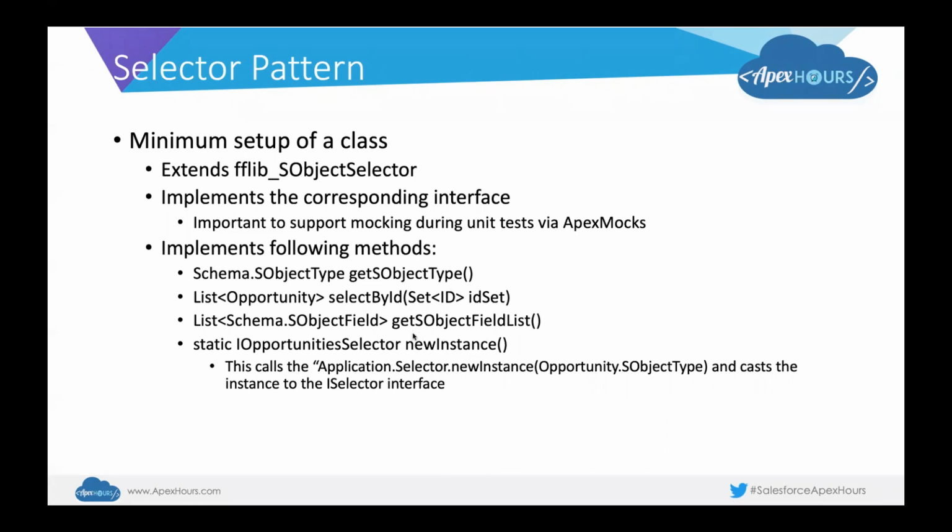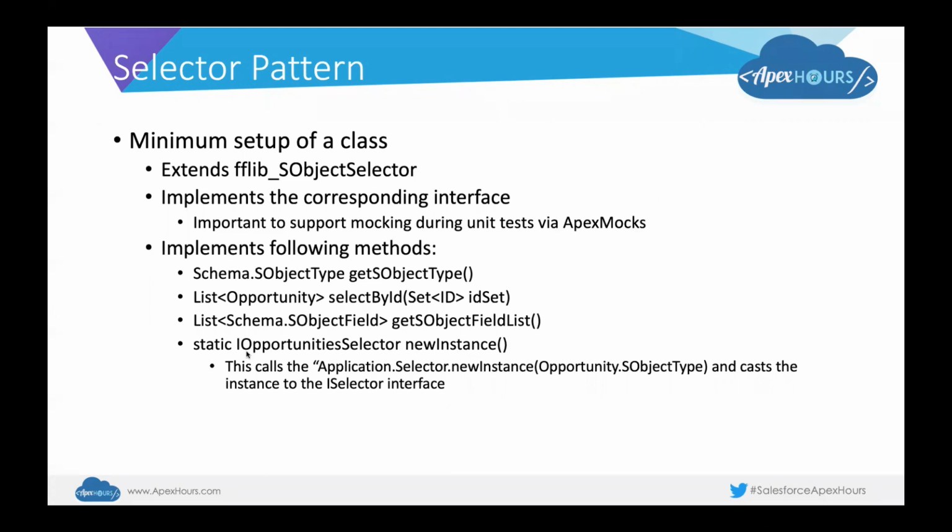You find the getSObjectFieldList. So remember when I was talking about static queries, it's difficult to get them to always have the same fields in every place, regardless of where the record was queried from. This selector pattern class allows me to define the minimum number of fields that are always present when the selector class queries. It's a very simple concept, but a very powerful implication there.